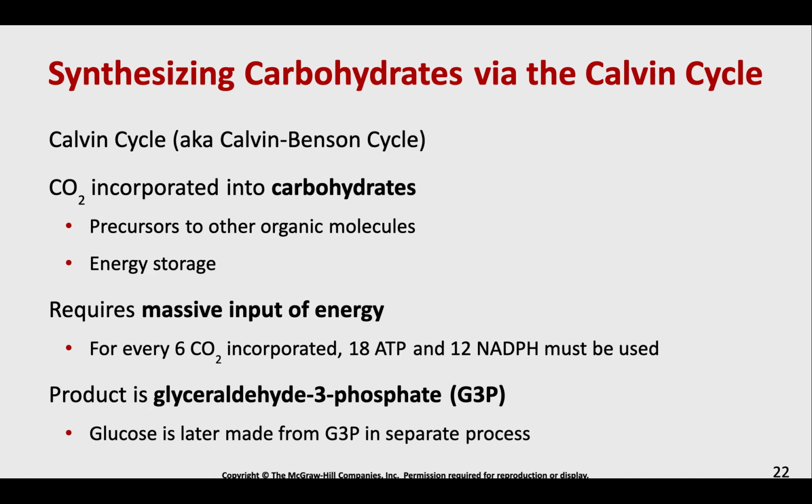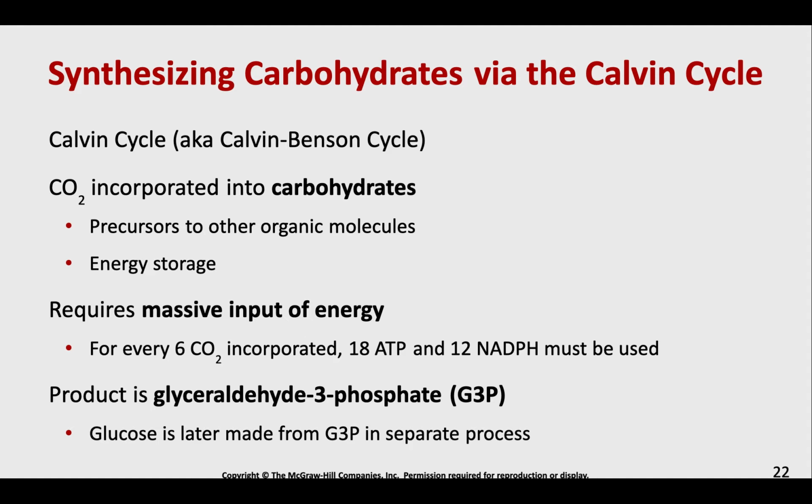We're taking in CO2 from the air and incorporating it into a carbohydrate. So we can think of it as a type of sugar. The carbohydrate that is created is glyceraldehyde 3-phosphate, abbreviated as G3P. Now G3P is the end product of the Kelvin cycle, but it will go on to create glucose in a separate series of reactions.